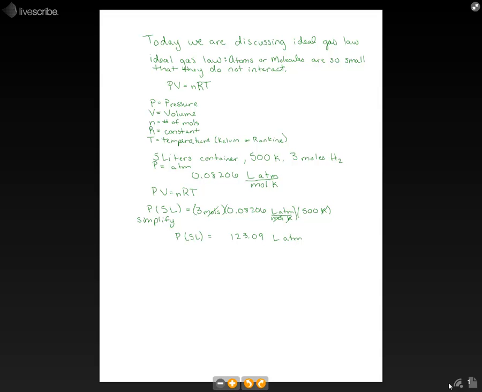So now we want to get P by itself, so we're going to divide everything by the 5 liters. So P then is equal to 123.09 liters atmospheres divided by 5 liters. When you do that math, you get 24.618 atmospheres, because your liters will cancel because you're dividing it. So this is the ideal gas law.